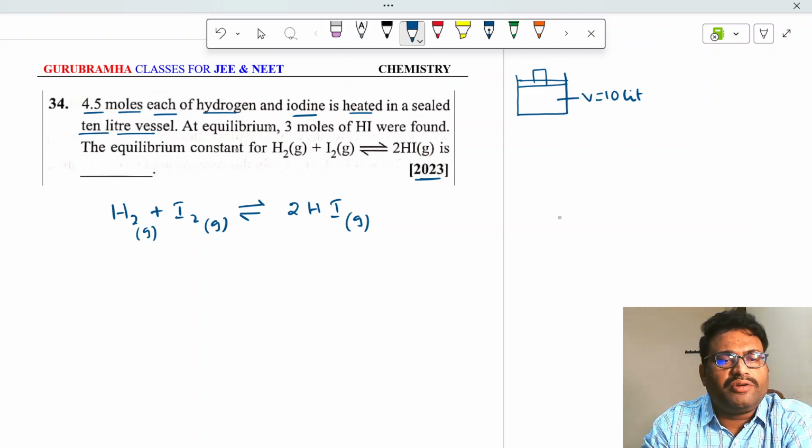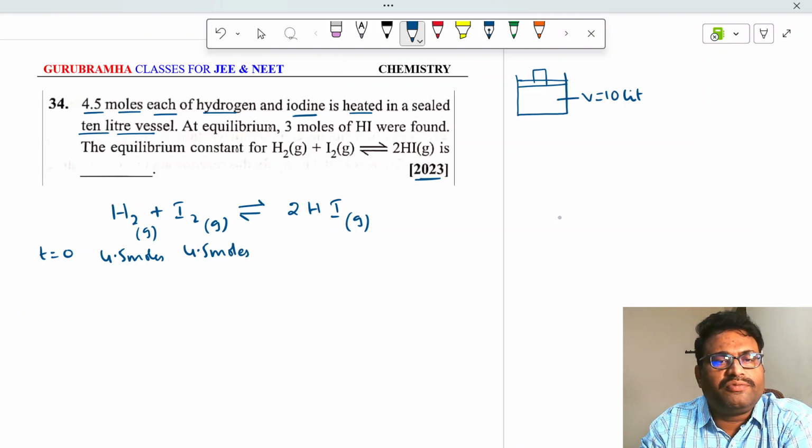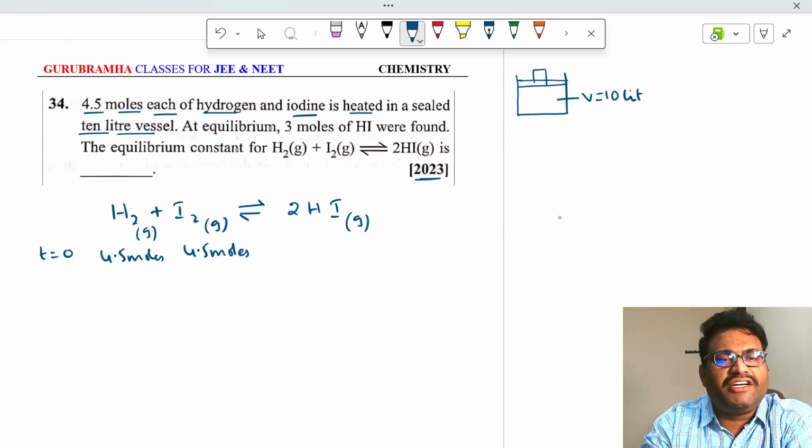So, before reaction, that means at time t equal to 0, 4.5 moles each of hydrogen, so 4.5 moles, here is also 4.5 moles of hydrogen and iodine is heated. At equilibrium, 3 moles of HI were formed. The equilibrium constant for the given reaction.